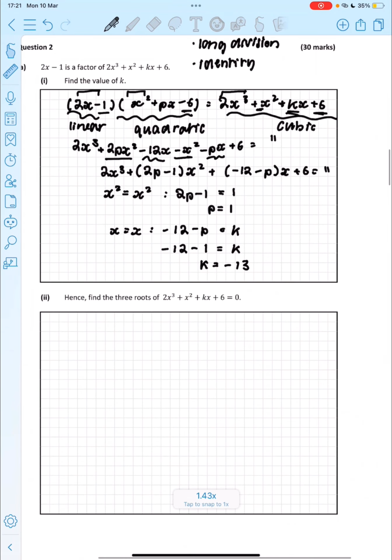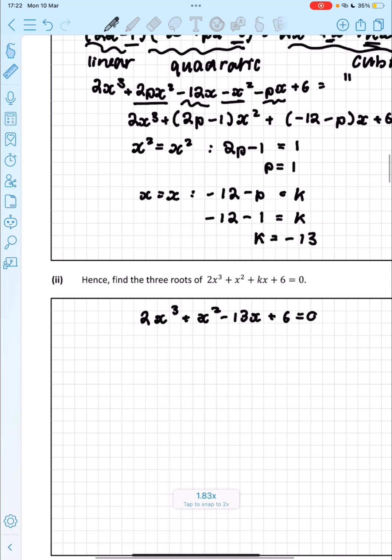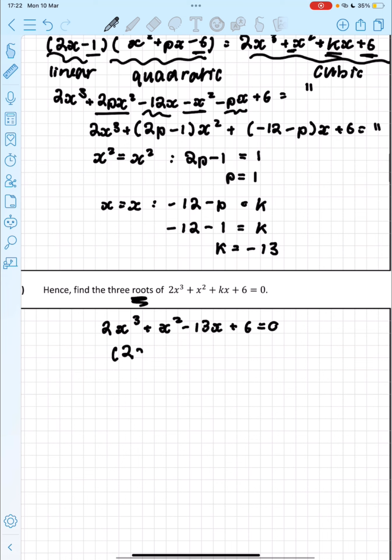Now, the next thing we're asked in this question is to find the 3 roots of 2x cubed plus x squared plus kx plus 6 equals 0. I now know that k is equal to minus 13, so I can fill that in. So I have 2x cubed plus x squared minus 13x plus 6 equals 0. But even better than that, I know the 2 factors, and I need my factors before I can find my roots. So I know my factors are 2x minus 1 and x squared plus px, but I found out that p is just equal to 1. So plus x minus 6 is equal to 0.